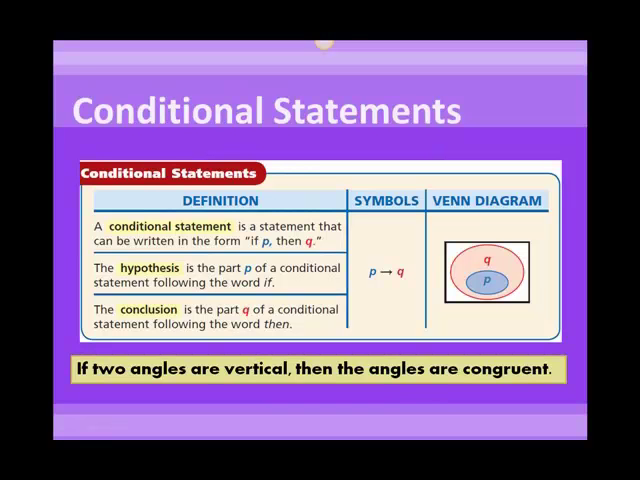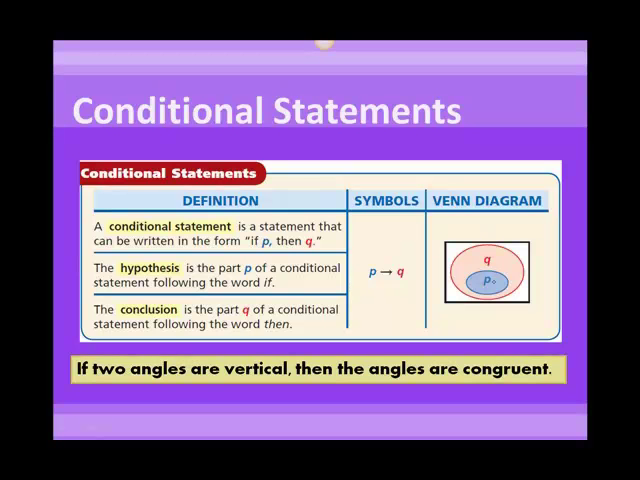So here's what a conditional statement is. You encounter them each day, and they're just statements that are written as, if this is going to happen, then this will happen. A conditional statement is a statement that can be written in the form, if P, then Q. The hypothesis is the beginning part, the part that follows the word if, and the conclusion is the Q part, or the part that follows the word then. So we call the hypothesis P and the conclusion Q. Sometimes we write it in math symbols as P implies Q, or if P, then Q.